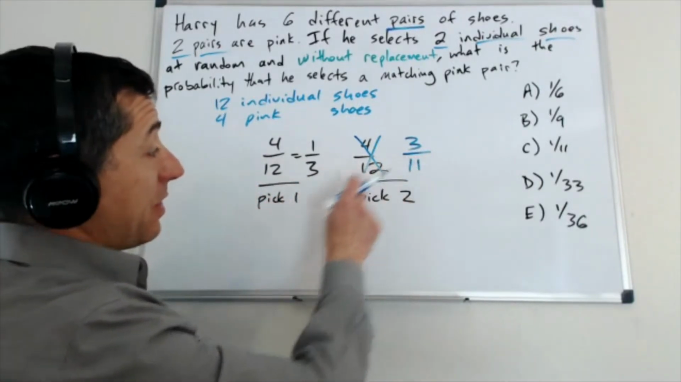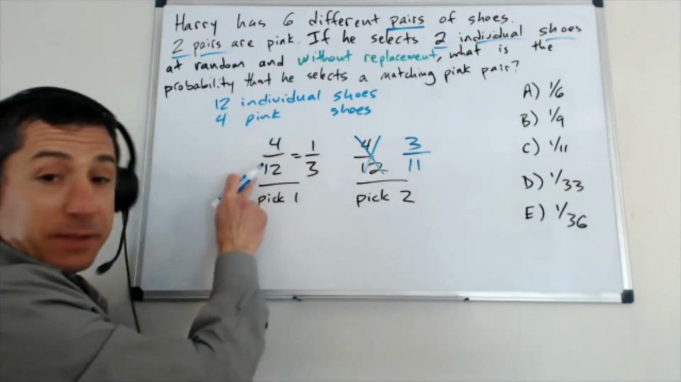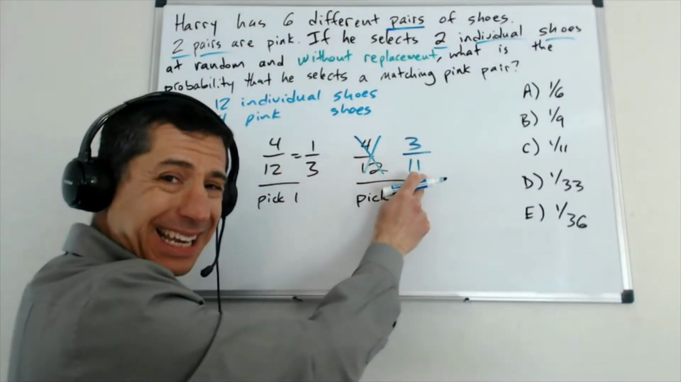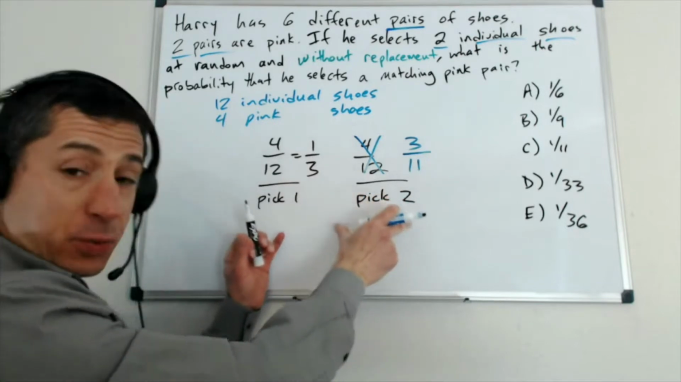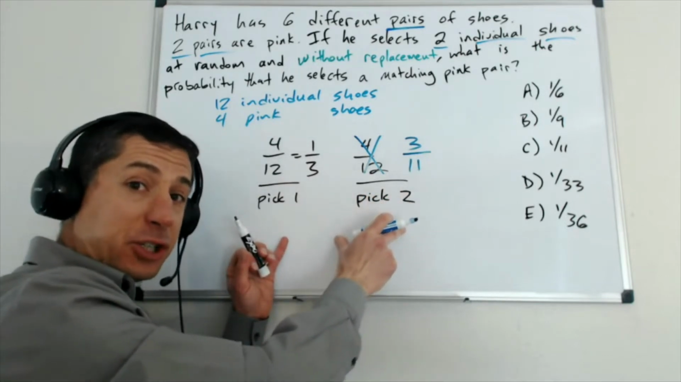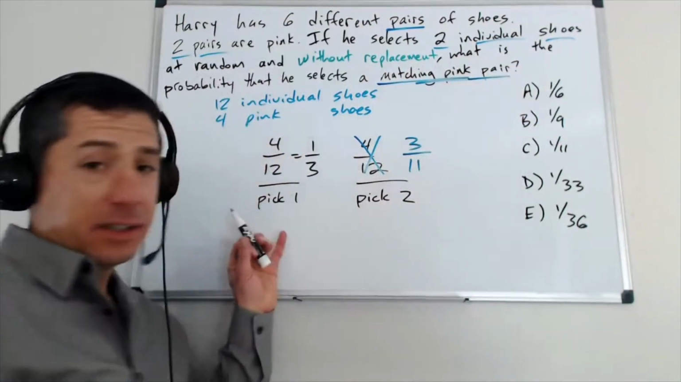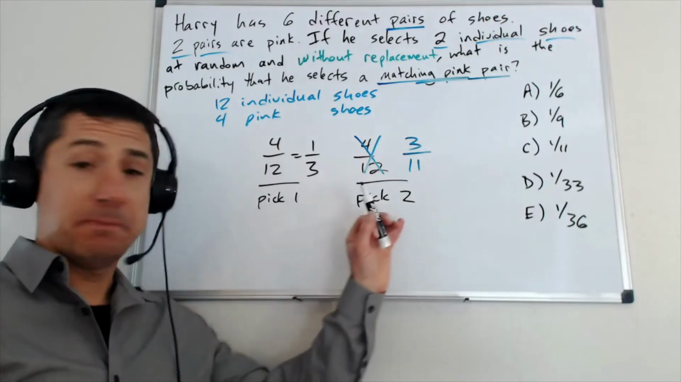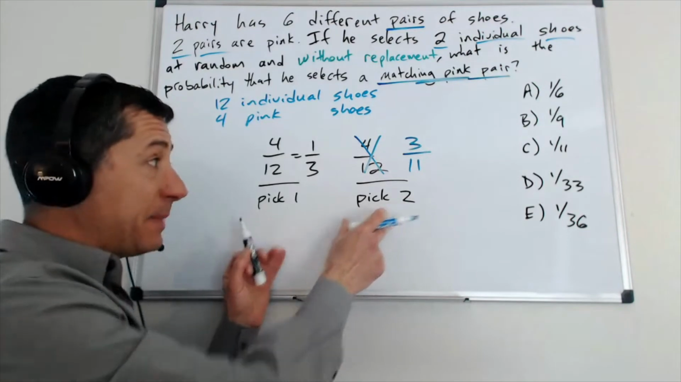Okay. Now, this still isn't the right answer. Why not? So 4 out of 12 is the probability of getting a pink shoe on that first pick. 3 out of 11 on the second pick getting a pink shoe. But that's not what the question's asking us for. This would give you the probability of getting 2 pink shoes. What we want is a matching pair of pink shoes. So you're not going to wear your pink Uggs with your pink sandals, presumably, which is what you could well get when you set it up this way.